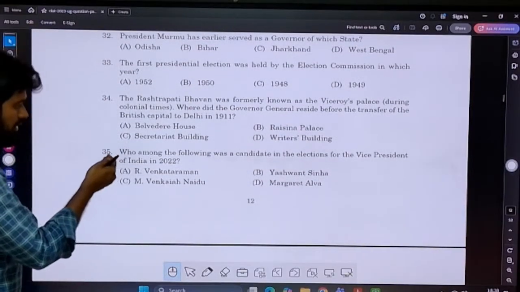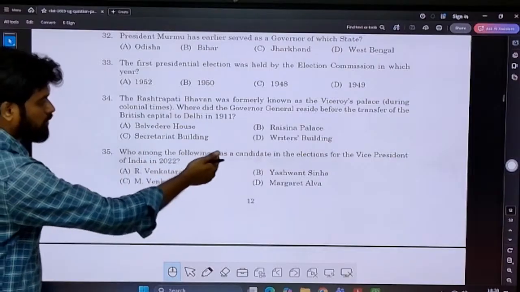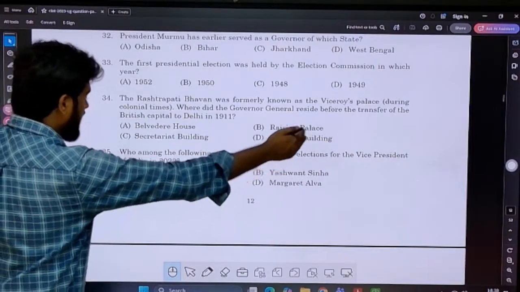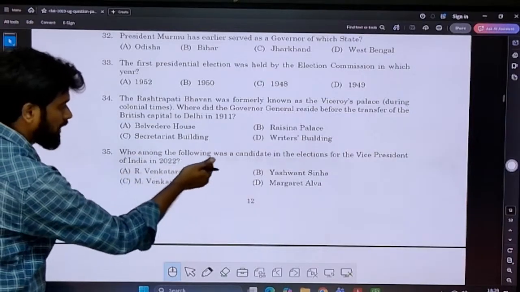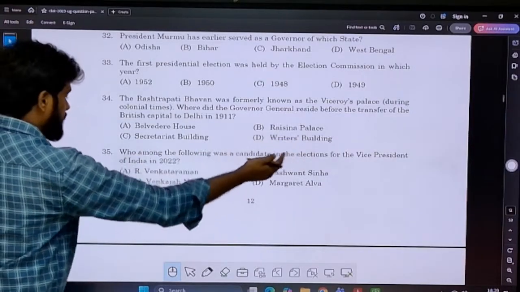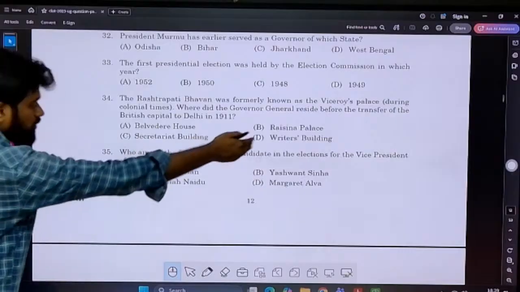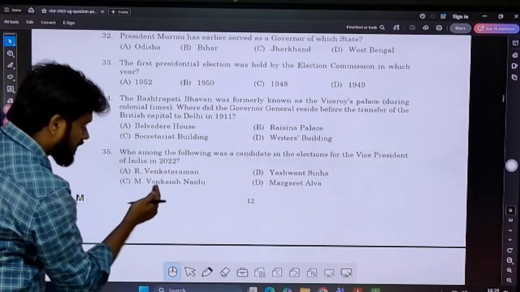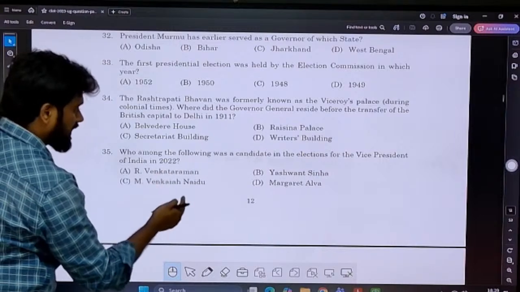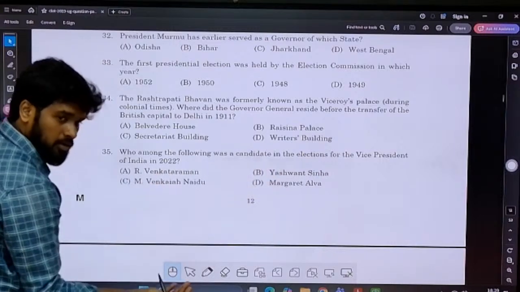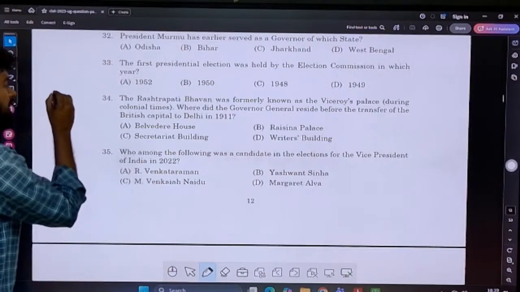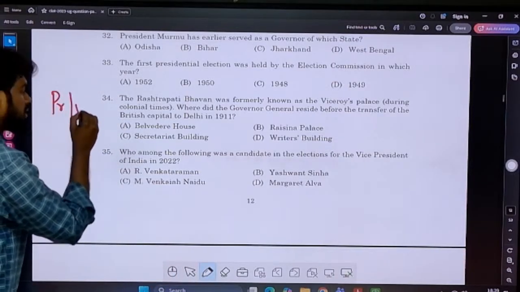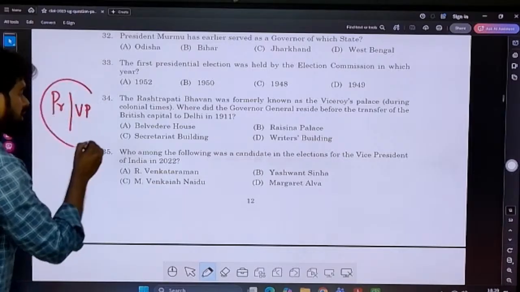35th question. Who among the following was a candidate in the elections for the Vice President of India in 2022? Is it R. Venkataraman, Yashwant Sinha, M. Venkaiah Naidu, or Margaret Alva? Okay, so when we are talking about this, both the articles on the president, and we'll see the articles on the vice president also.